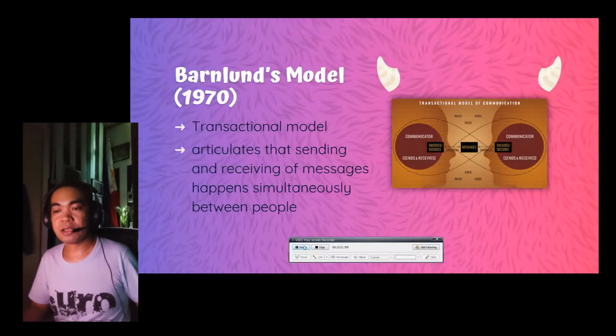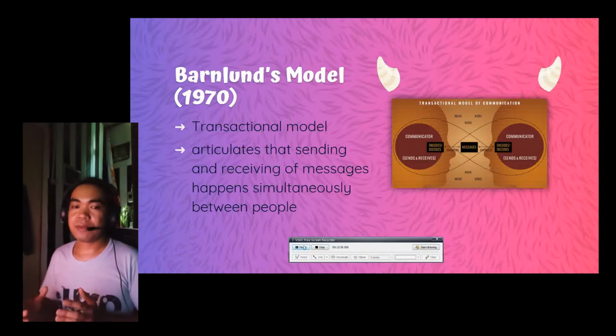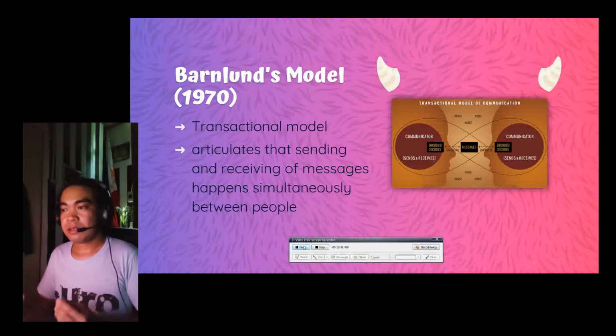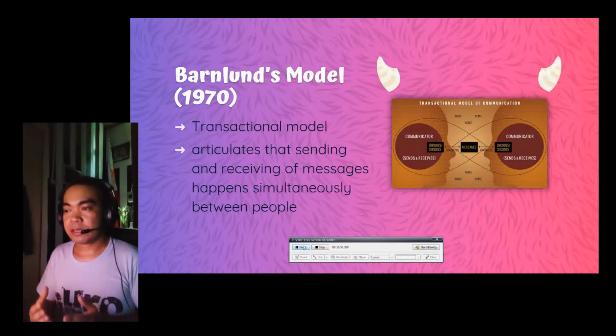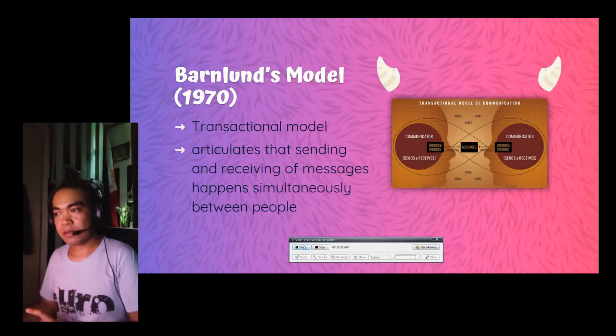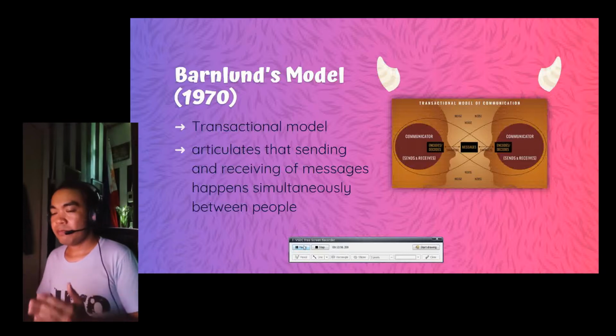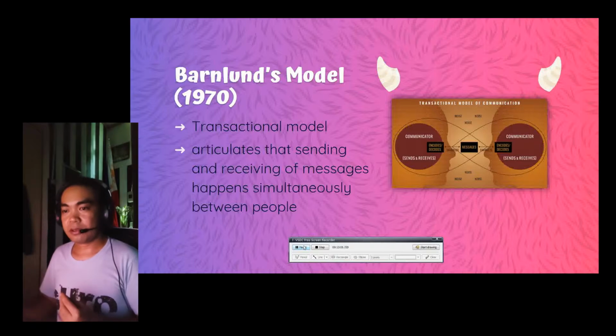Barnlund's model articulates that the sending and receiving of messages happens simultaneously between people. It cannot just happen one way. It has to be simultaneous between two people. Something should work in both communicators, who are considered as the sender and the receiver. So if you notice in the model, both participants are considered communicators because both have to encode and decode. The message has to cross in between them.